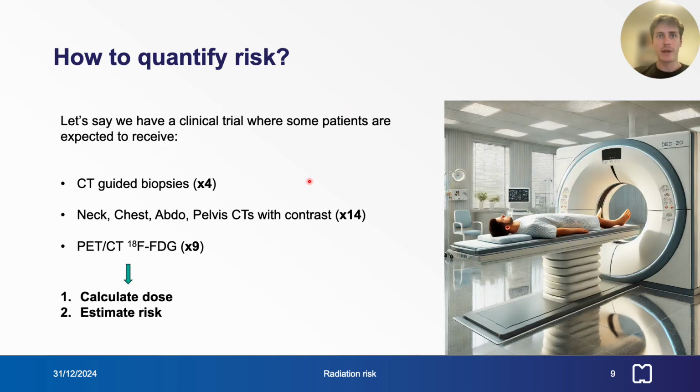Now, going back to the example of the clinical trial, if we want to provide the appropriate information for a human research and ethics committee, we need to calculate the dose and estimate the risk so that patients can be well informed and their procedures justified.